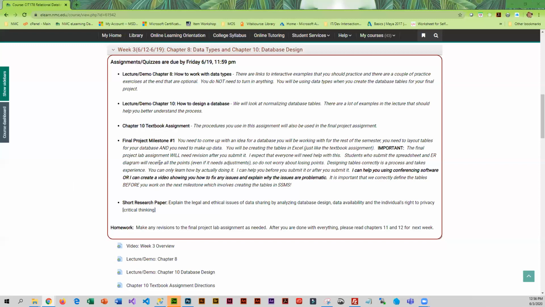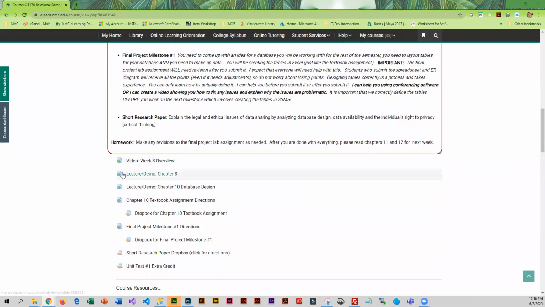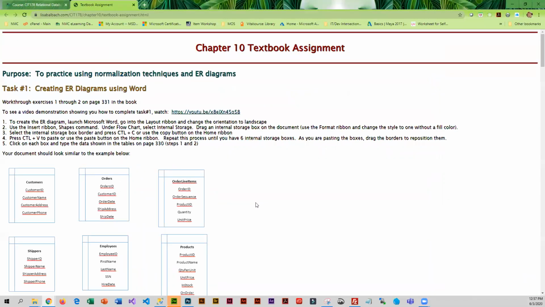So as you are going through the work for this week, the information on Chapter 8 does not involve any assignment that you have to turn in. It's basically on data types. And you're going to be applying that information in database design. You'll also be applying that information next week when you create your actual database and tables in SSMS. So we're learning about the data types this week, and we're going to be basically using them for the rest of the semester. Chapter 10 goes through normalization.